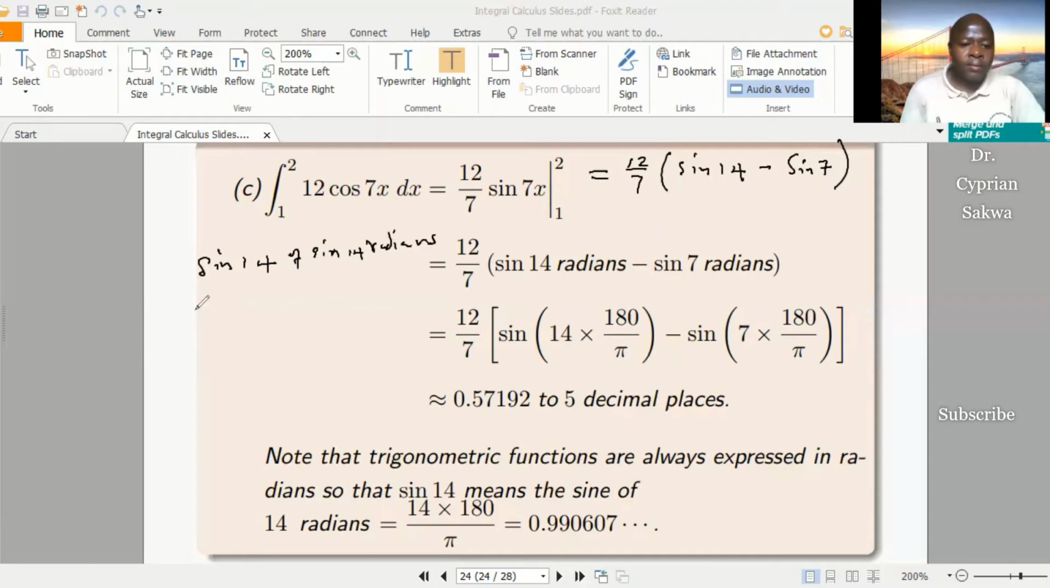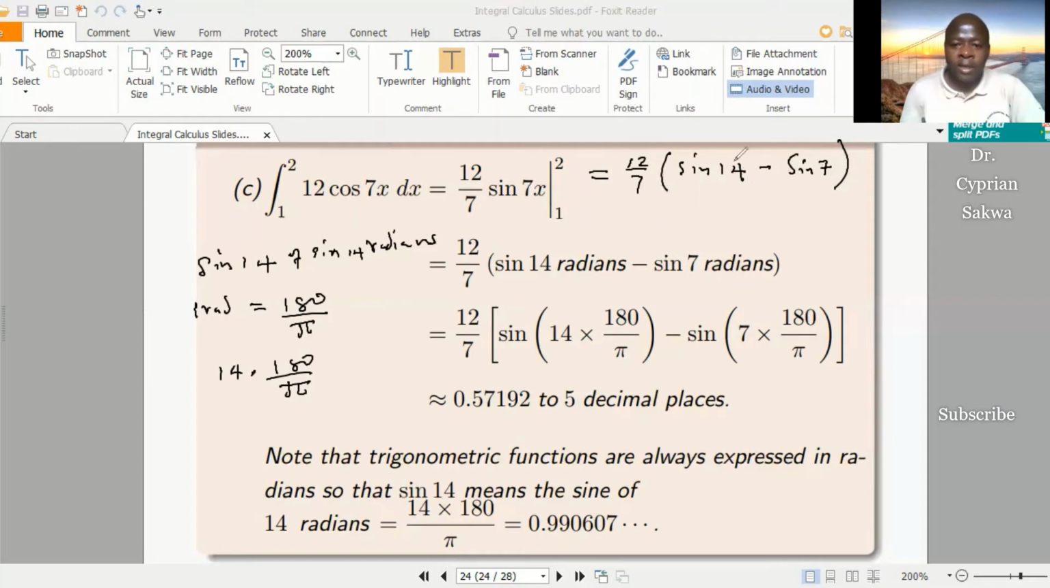What we know is that 1 radian is the same as 180 out of pi. So when I talk of 14 radians, I mean 14 times 180 out of pi, because this is 1 radian, so 14 radians is 14 times that. That's why, if I were to put this constant, this is what I would have.